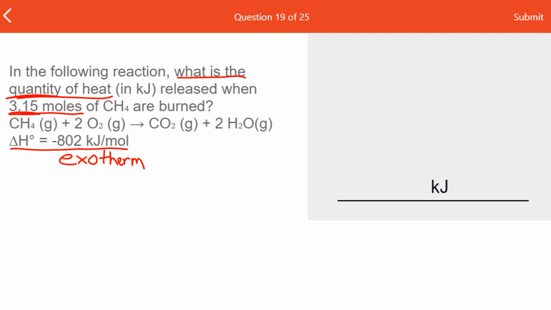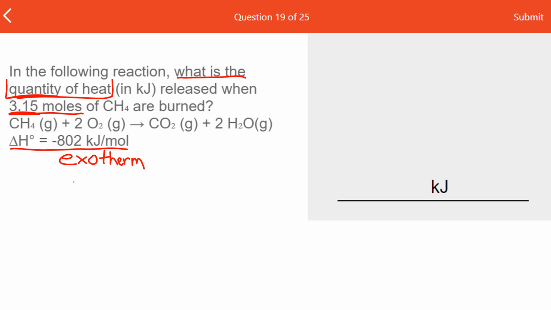So whenever I see that word quantity of heat, think absolute value. So we're not looking for a sign on this one. I don't care about the positive and negative. I'm going to use it in my math, but at the end, I don't care about that. I just want the quantity, the total amount. So now, we do this just like any other stoichiometric equation.